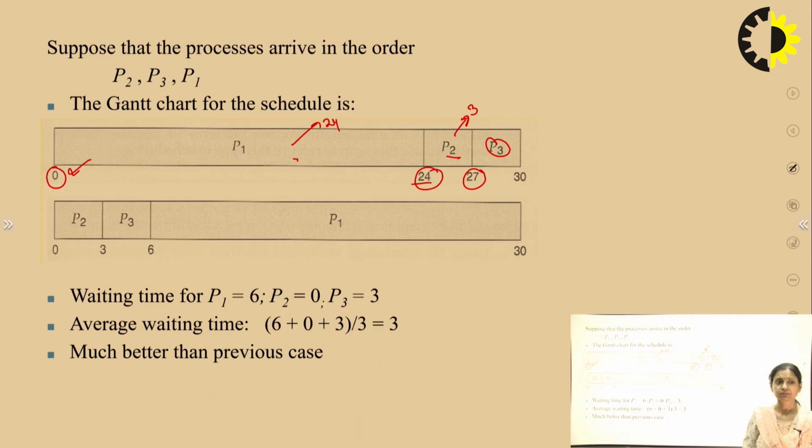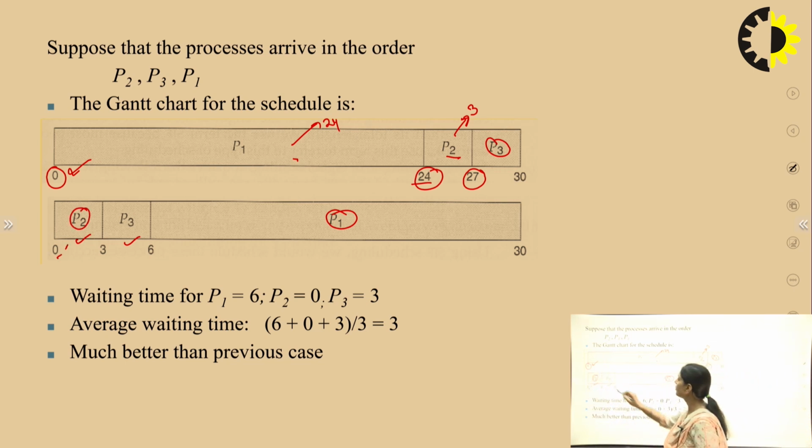But in case the order in which the processes were entering was changed, and in the initial stage we had process P2 entering, then P3 entering, and at the last the longest process, P1, enters. In that case, the average waiting time decreases because P2 does not have to wait, so its waiting time is 0. P3 waits only for 3 milliseconds and P1 has to wait for 6 milliseconds before it executes. So in that case, the average waiting time is just 3 milliseconds, which is much better than the previous case.